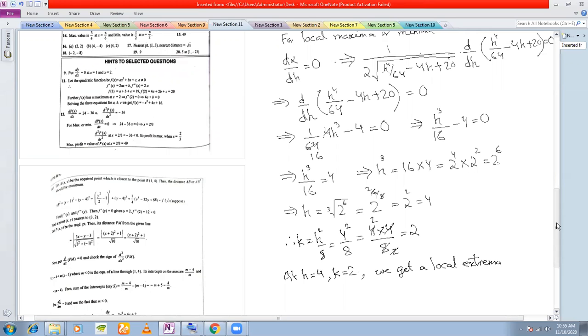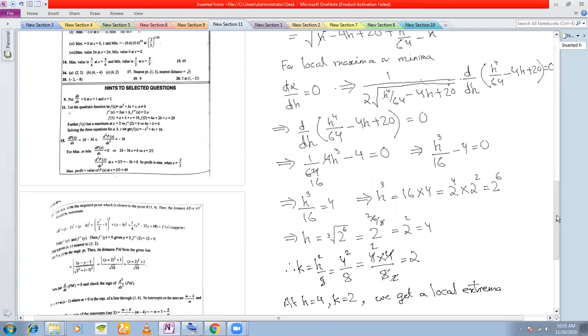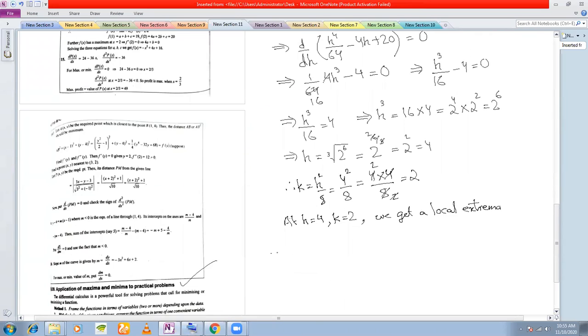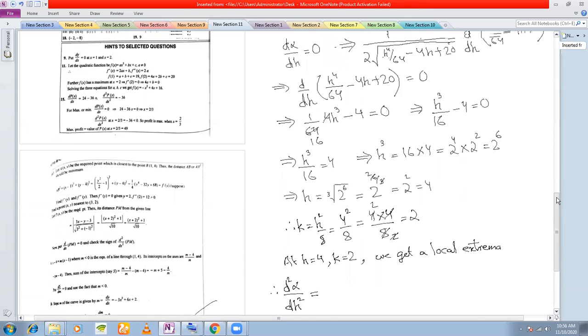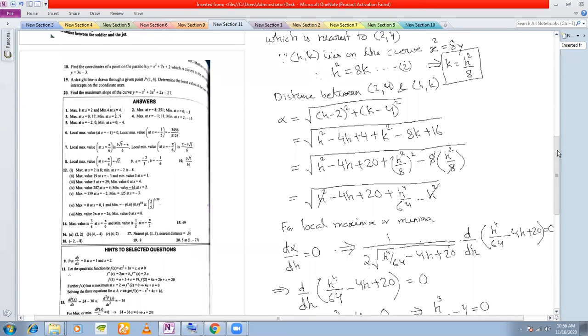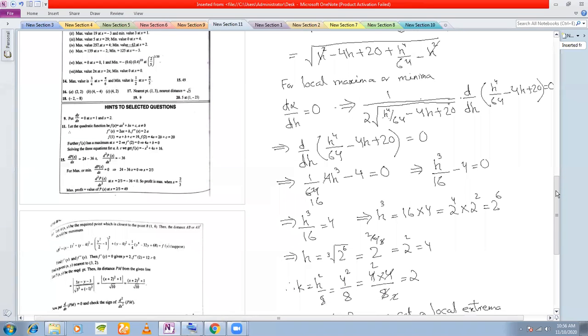Now how will you find out whether it is maximum or minimum? You calculate d2 alpha by dh2. Instead of writing minima or maxima, I'm writing extrema. Local extrema means either minima or maxima. So d2 alpha by dh2 is what? d alpha by dh, we got this, right?